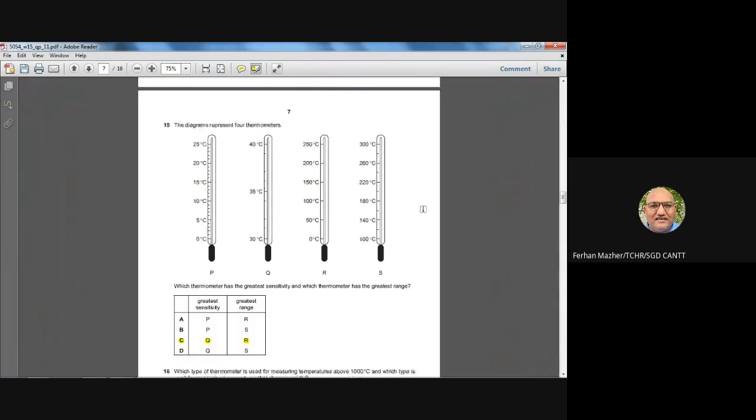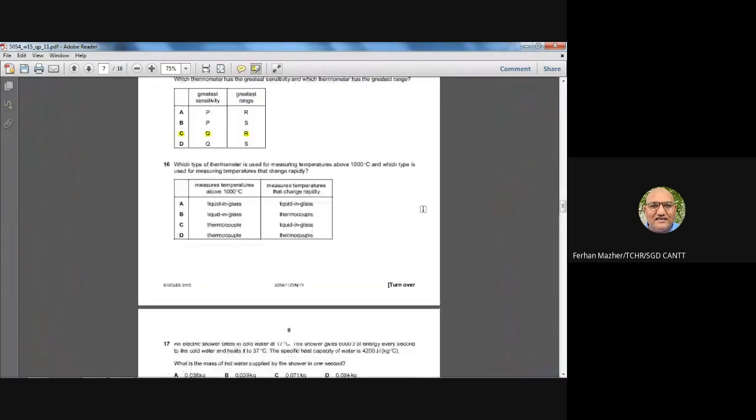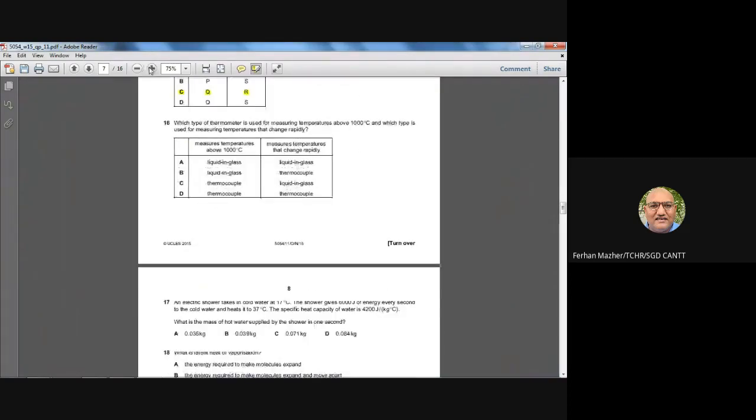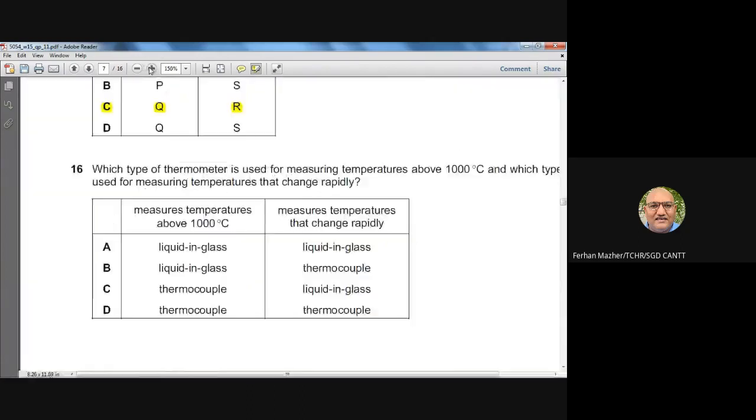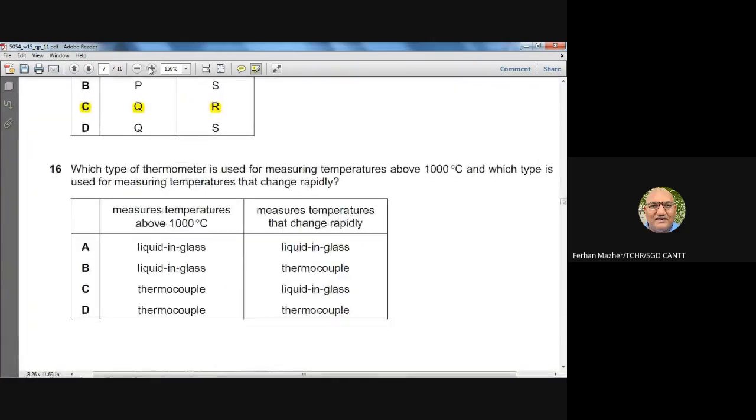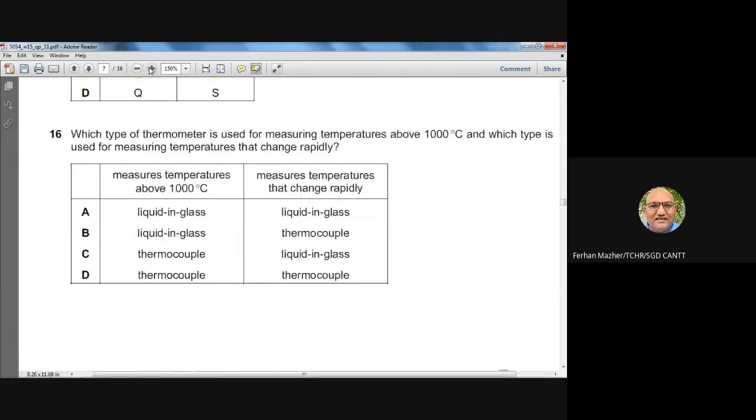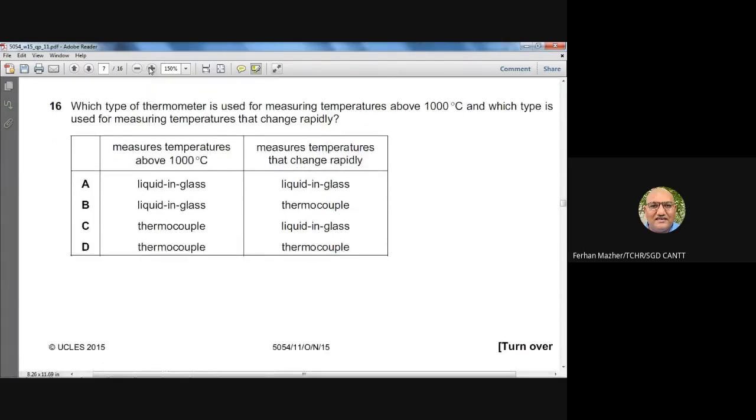Let's go to the next question. That is question number 16 on your screen. Which type of thermometer is used for measuring the temperature above 1000 degrees centigrade, and which type is used for measuring the temperature that changes rapidly?